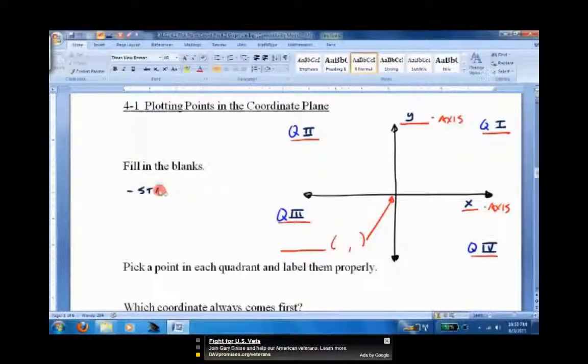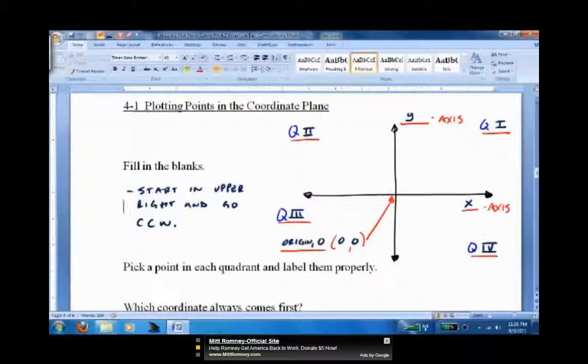Start in upper right and go counterclockwise. Doesn't always make sense, but that's the way it was done. And of course, we have a special point right here, the middle, called 0, 0, which we call the origin. And often we just call it O. And that's an O, not a 0.